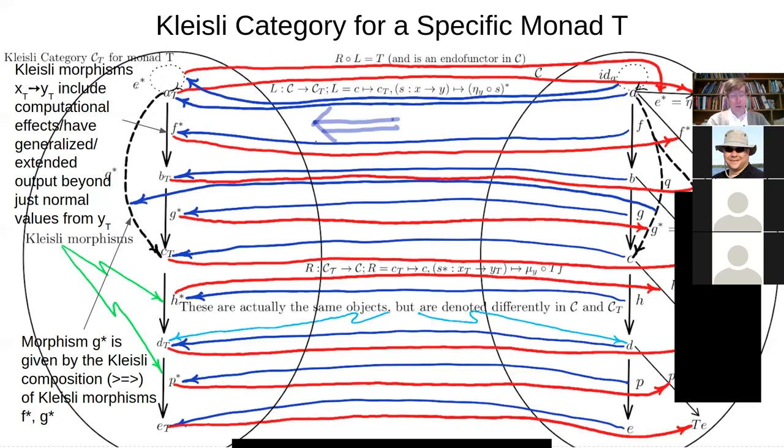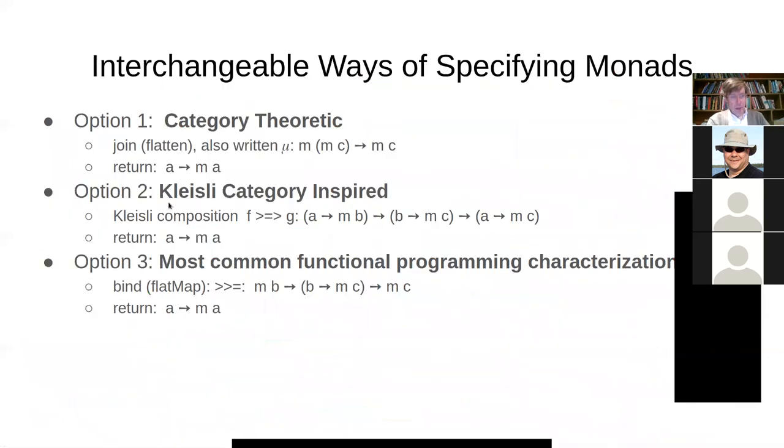Whether they are defined in terms of join and return, or pure or unit, or in terms of Kleisli composition, which is exactly that operator turning an F star and a G star into a Q star here, or in terms of bind and return, they give this ability. All those are interchangeable. You can define one in terms of the others. So here we have three ways of writing monads, and we're going to concentrate on this one to continue our narrative from last time, but we're going to explore some of these others more in coming lectures.